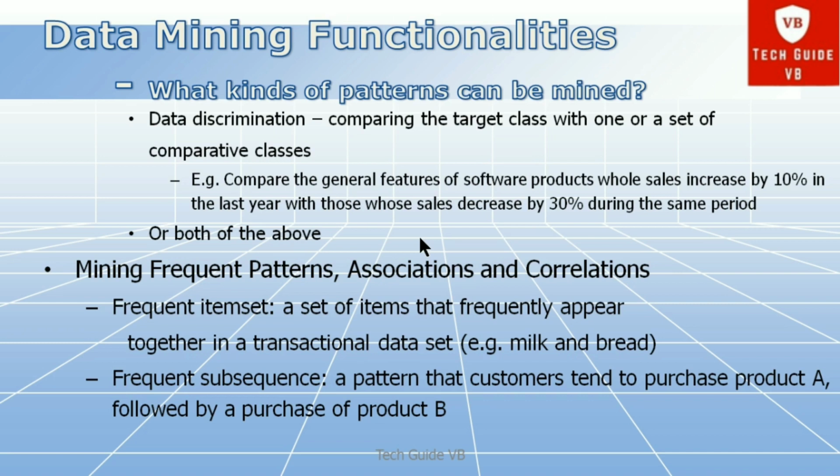Frequent item set means if a customer buys milk, then there is a very high chance that the same customer will also buy bread. So milk and bread is the frequent item set here. Then the frequent subsequence: a pattern that customers tend to purchase product A followed by a purchase of product B. So the frequent item set and frequent subsequence are the mining frequent patterns here.